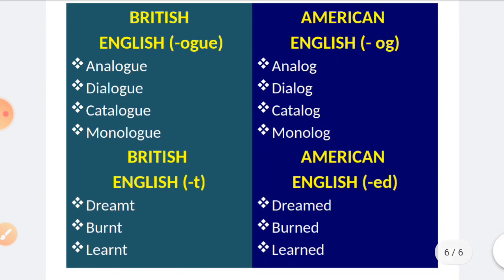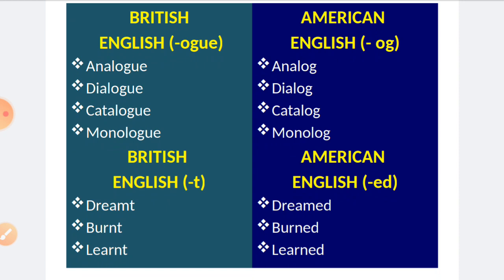Towards the end, I would like to highlight a few more differences. OGUE is replaced with OG in American English. So let us look at the suffix OGUE in words like analog, dialogue, catalog, monologue. This is analog, ANALOG. Dialogue, DIALOG, that's the spelling in American English. Whereas in British English, dialogue is DIALOGUE. Analog is ANALOGUE. That's the next difference between the two.